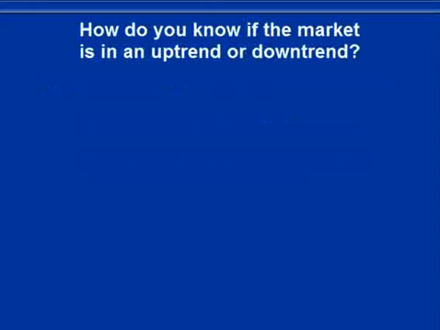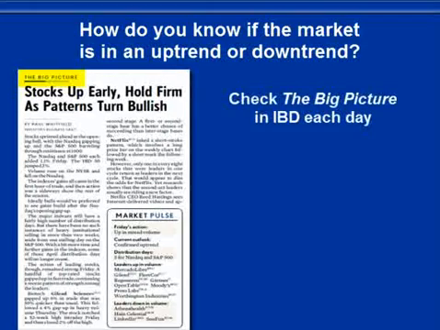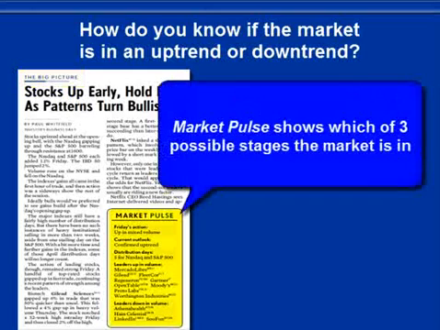But first, the obvious question is, how do you know if the market is in an uptrend or downtrend? The easiest way is to simply check the big picture column in IBD each day. The market pulse inside the big picture shows you which of three possible stages the market is currently in.